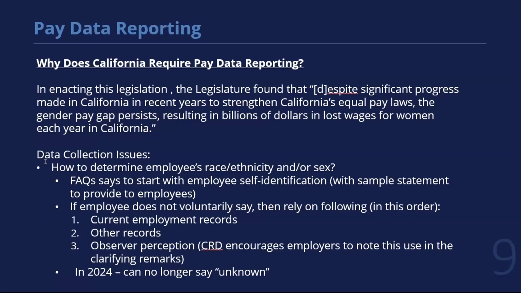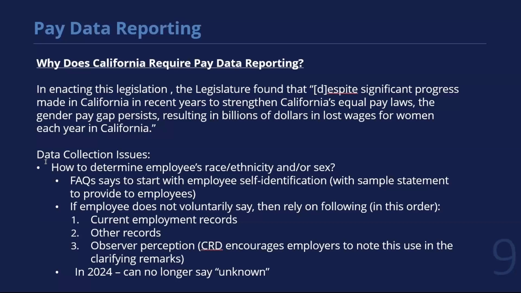But the FAQs that are published by the CRD say that the employer really needs to start with the employee's self-identification, asking them to voluntarily provide this information. And they do provide a sample statement that employers can provide to employees gathering this information. Then if the employee doesn't want to voluntarily provide it, they have other documents that you can look to, and I have it in that order. The CRD says go to current employment records first, see if you can determine the information. If it's not in that, look at other records. And then third and finally, the observer perception.